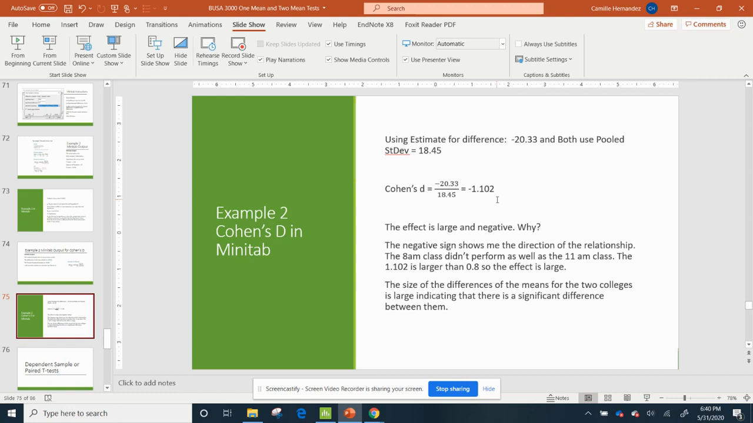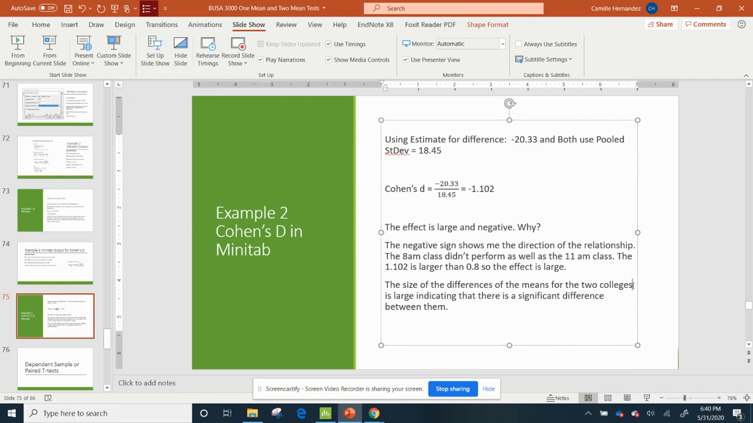The 1.102 is larger than 0.8, so my effect size is large. So the size of the difference of the means for the two college classes is large, indicating that there's a significant difference between them. I'm going to put college classes here just to make it easier. Okay, so what does that mean in layman's terms? Something's going on with my 8 a.m. class versus my 11 a.m. class. For some reason, they're not doing as well as my 11 a.m. class.